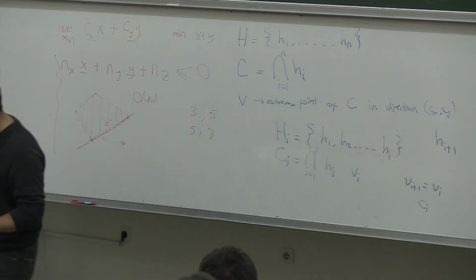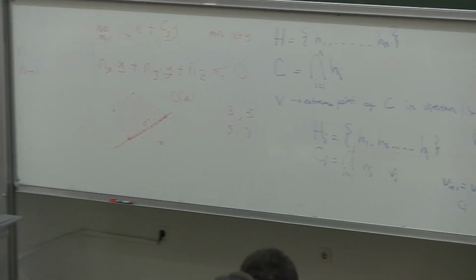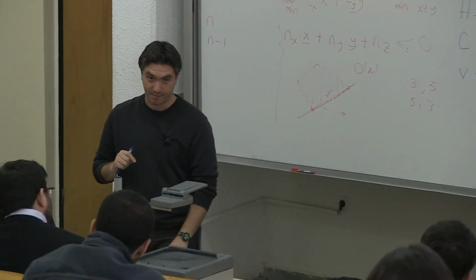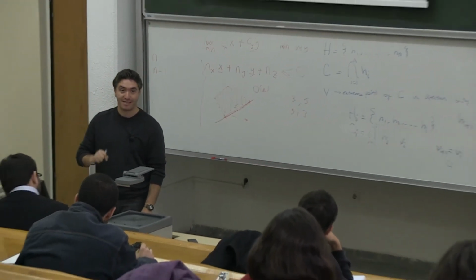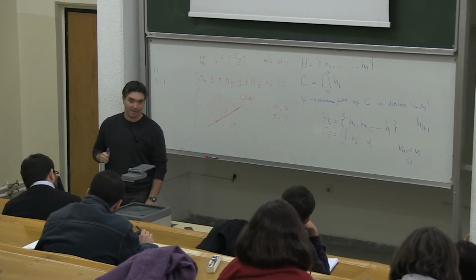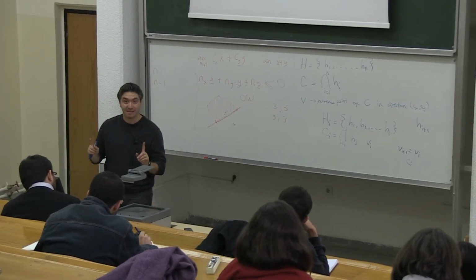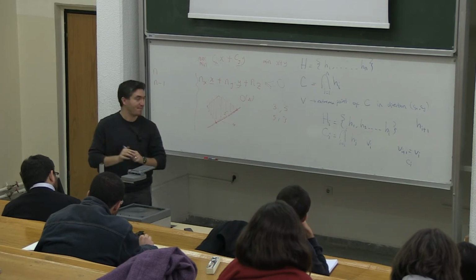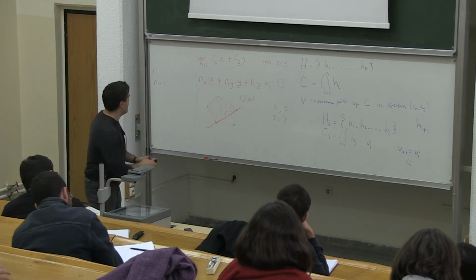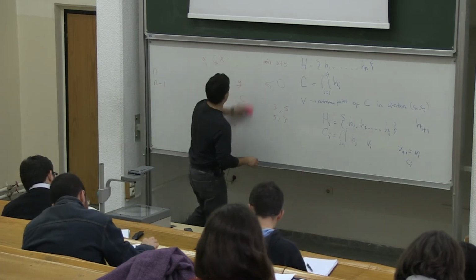The other case is if the previous extreme point is not a member of the new half plane. It doesn't mean that the intersection is empty. It's maybe something like this. So let me draw you this.